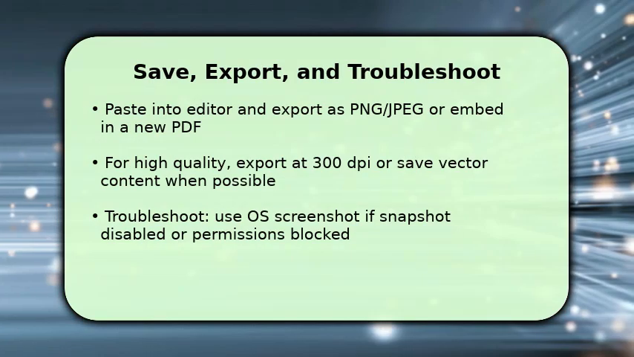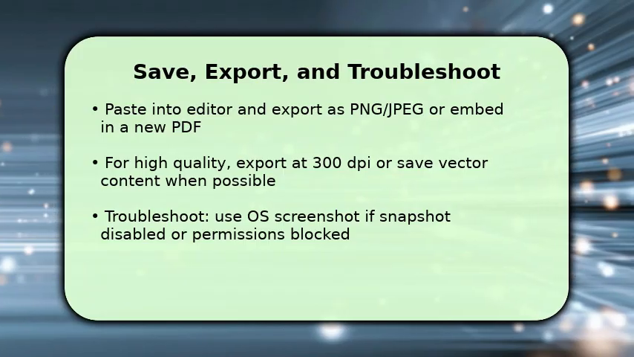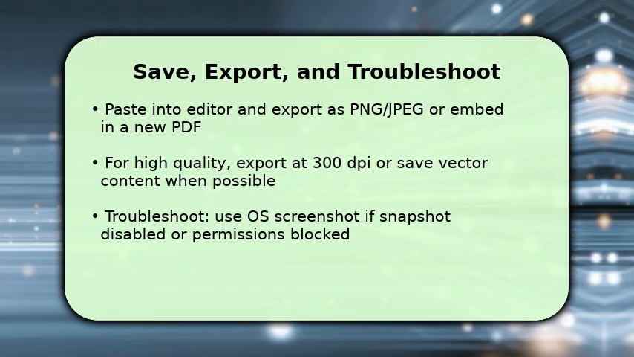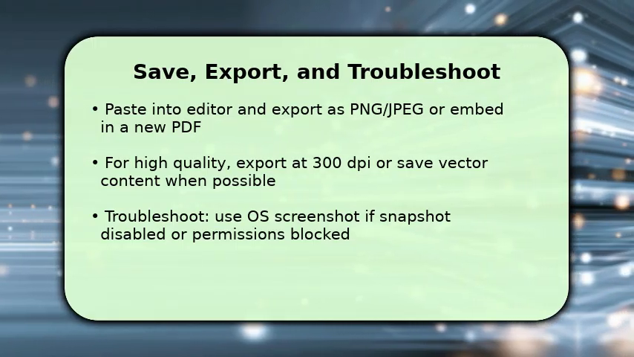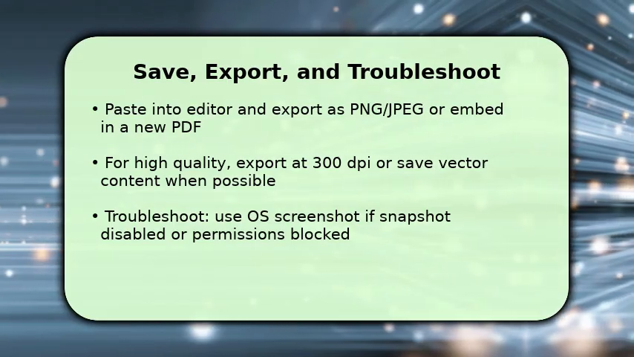Finish by pasting the snapshot into an image editor or word processor, then export as PNG or JPEG, or place it into a new PDF and export that file. This preserves layout and metadata. If you need print quality output, export at 300 dpi or higher.